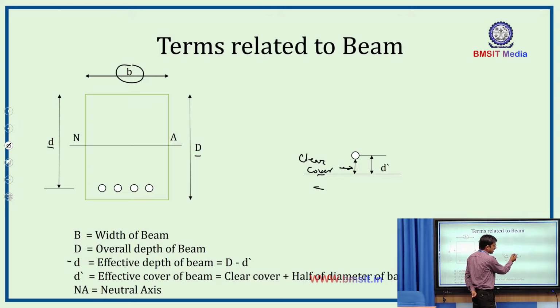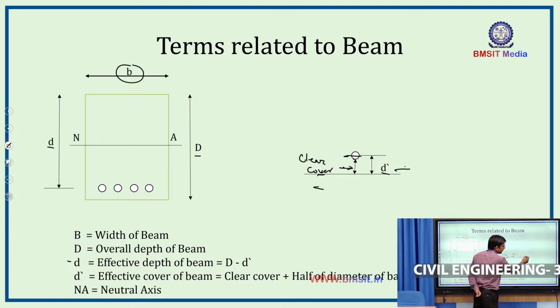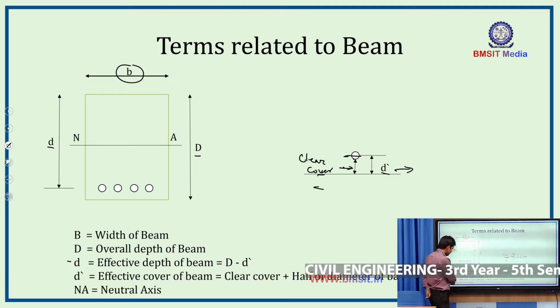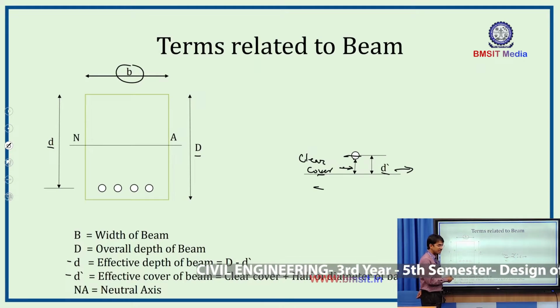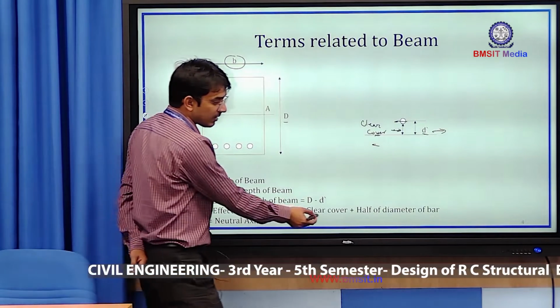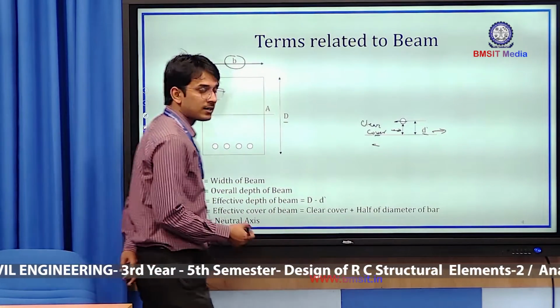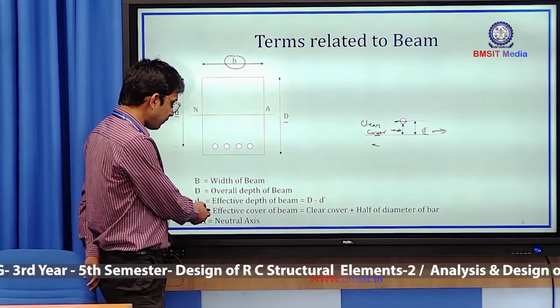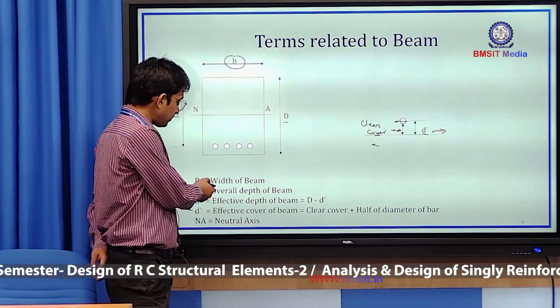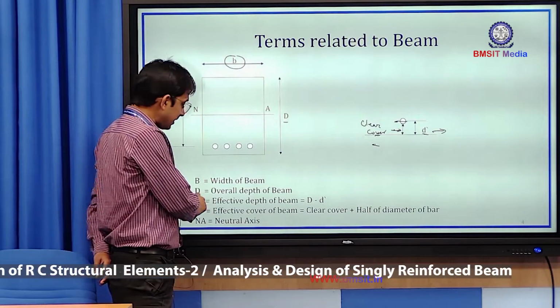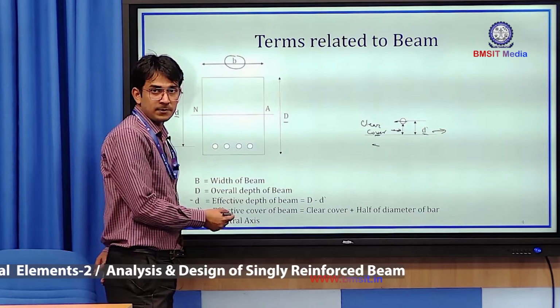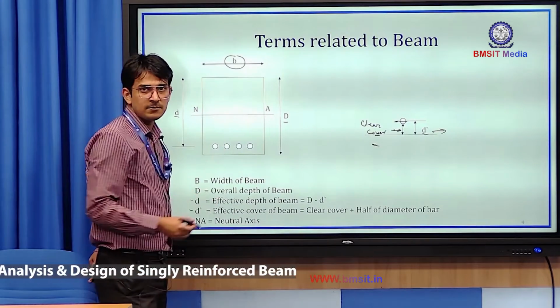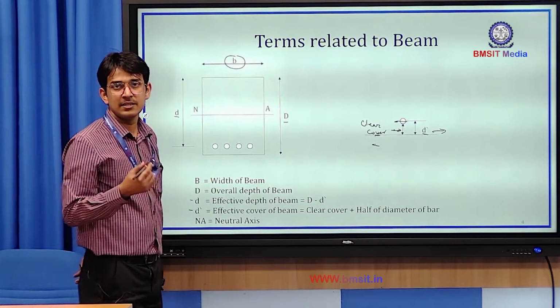If we go up to the center of the reinforcement, we have to add the radius of the bar to the clear cover, and then we get the effective cover. This d dash is termed the effective cover. So the effective cover equals the clear cover plus half of the diameter of the bar. If we subtract this effective cover from the overall depth, we get the value of the effective depth. These are some terms which we will use during the analysis and design problems.